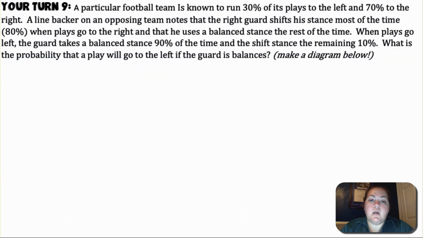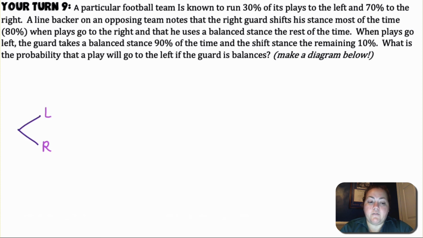A particular football team is known to run 30% of its plays to the left and 70% to the right. A linebacker on an opposing team notes that the right guard shifts his stance more of the time, 80%, when players go to the right, and that he uses a balanced stance the rest of the time. When players go left, the guard takes a balanced stance 90% of the time, and the shift stance the remaining 10%. What is the probability that the player will go to the left if the guard is balanced?